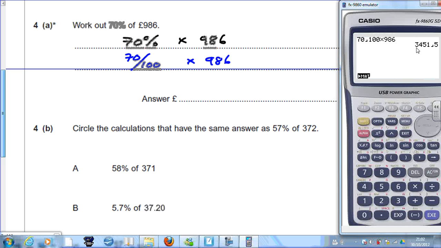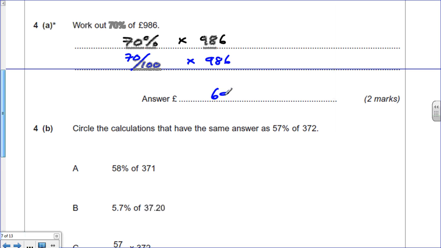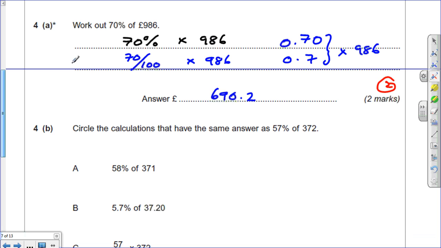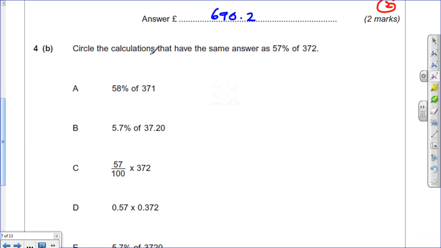Circle the calculations. So it's clear there's going to be more than one that have the same answer as 57% of 372. So let's have a look. First, we look for the most obvious ones. Here we go. 57 over 100. Remember, percent is just another way of writing a fraction over 100. Now, the others aren't so clear. They haven't got 372. And we're torn now between these 3.